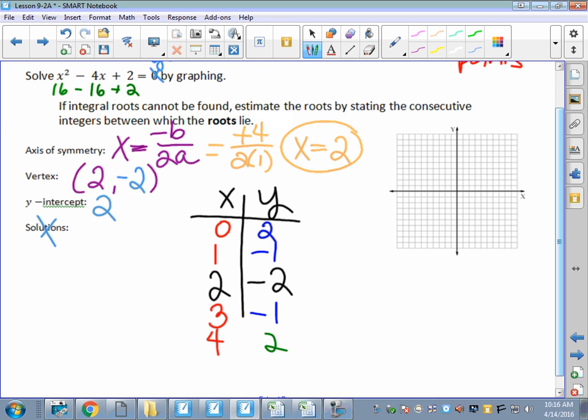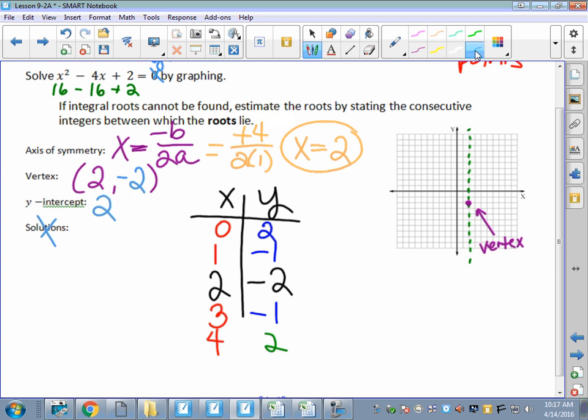So I've got 5 points. I've got my axis of symmetry. So x equals 2 is right here. Remember, that's a dotted vertical line for my axis of symmetry. My vertex is at over 2, down 2. If your vertex doesn't land on your dotted axis of symmetry, you did something wrong. So here's my vertex.